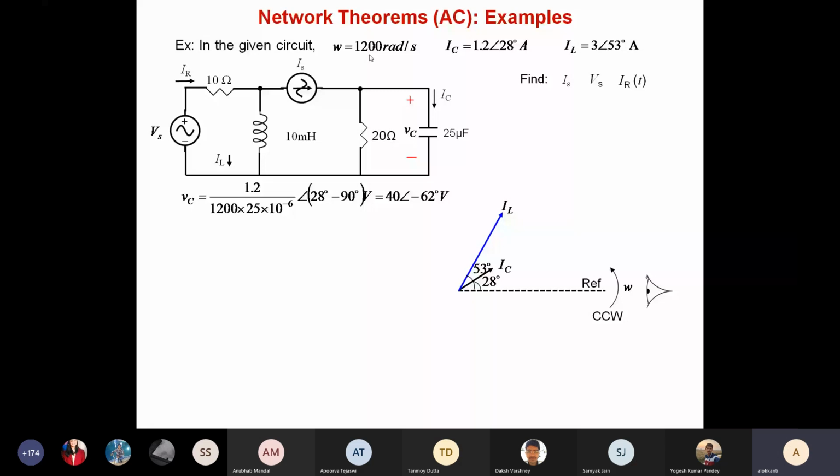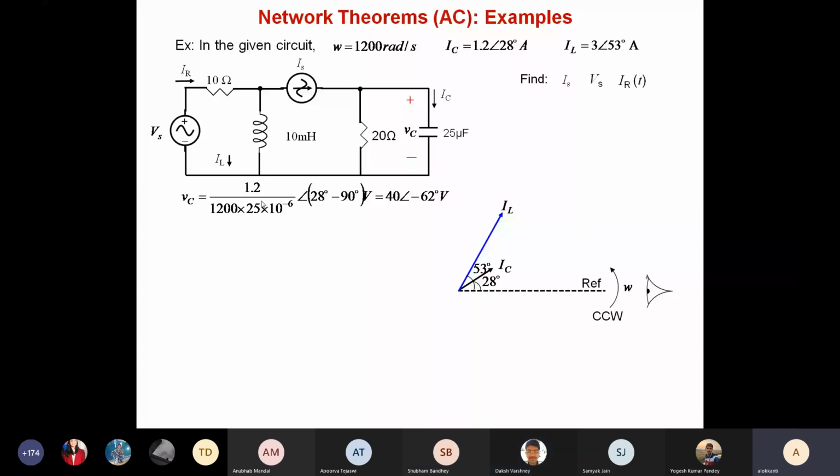So not just the magnitude, you will also have to find out the angle. So lagging by 90 degrees from 28 degrees, basically 28 minus 90 degrees, so that is minus 62 degrees, and the magnitude you get by this. Okay, what is the formula of the magnitude? Magnitude formula, what is it? IC by omega C. IC by omega C.